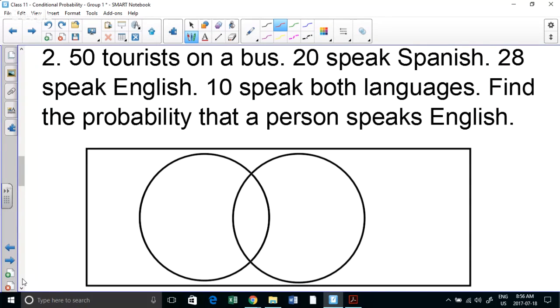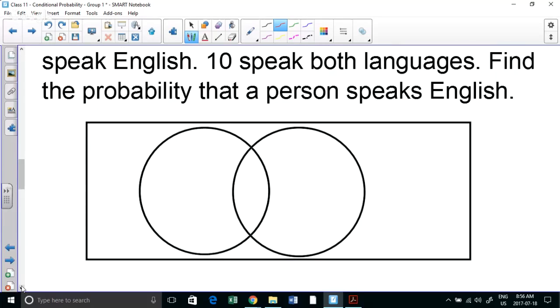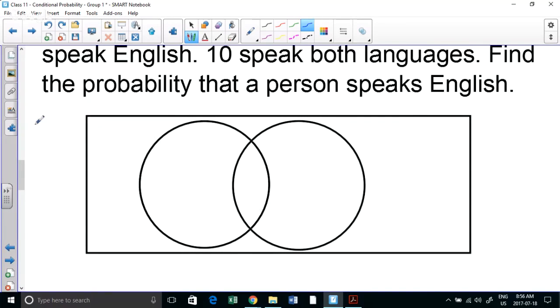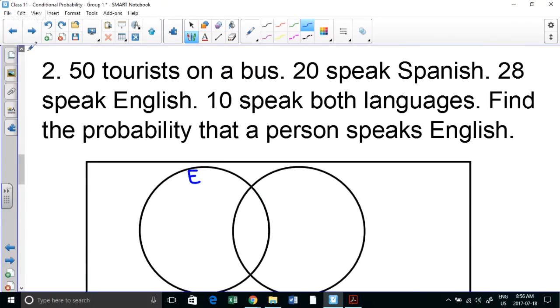I've said this before, but if you did probability in secondary 5, if you've already passed your Sec 5 CST, the probability units will be similar. So you'll probably have done most of what we're doing today. So we have English speakers, so we'll say English and Spanish. So I know that 20 speak Spanish, but that's the whole thing here.